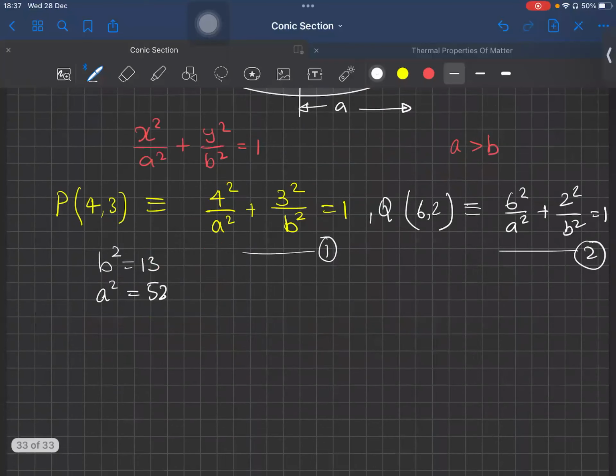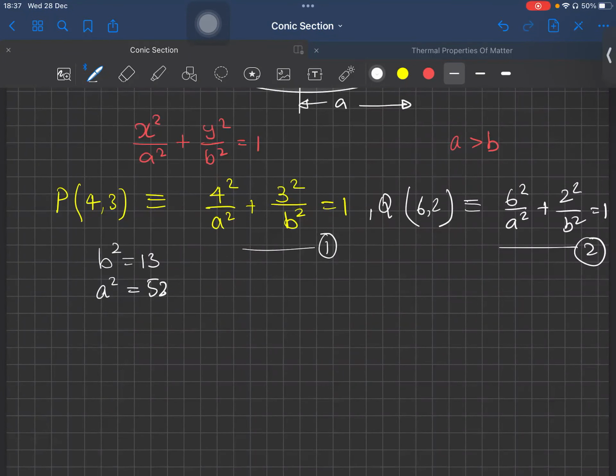So what will be the equation of the ellipse? X square by 52 plus y square by 13 is equal to 1, sir. Yeah. So this will be your equation.